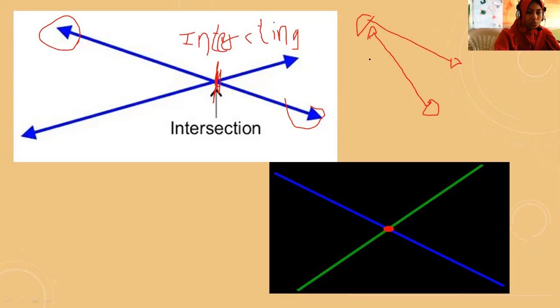So are both these lines intersecting lines or not? Think about it. Are both these lines crossing each other?